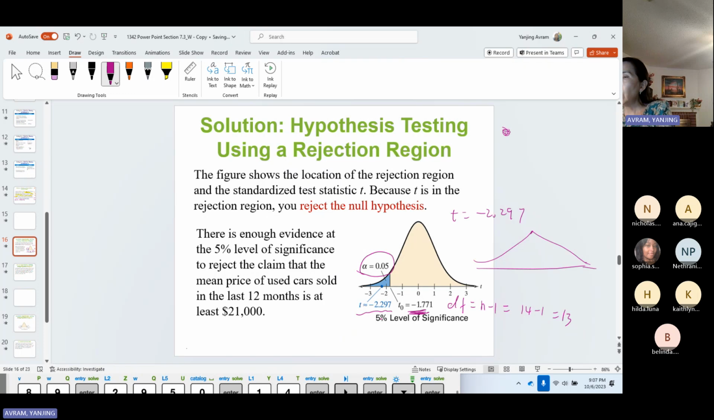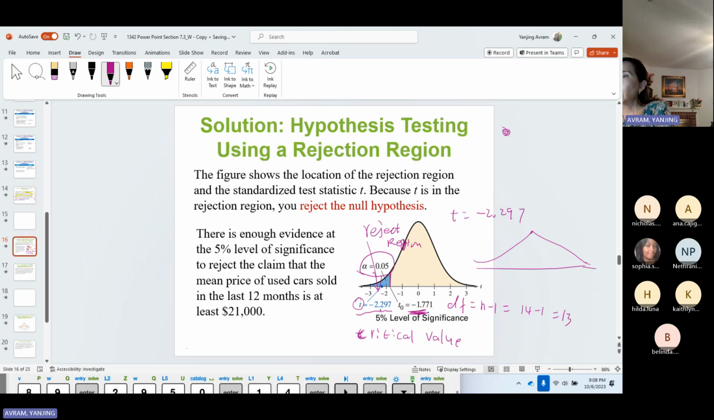If you compare the t-value to the critical value, this is the second method to see if you reject or do not reject the null hypothesis. Since my t here is inside, this is called a rejection region.